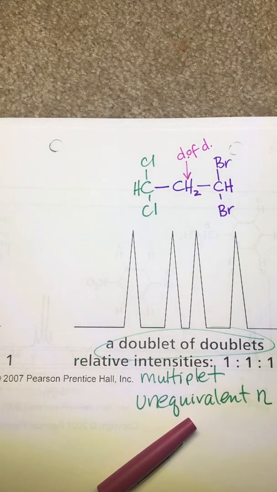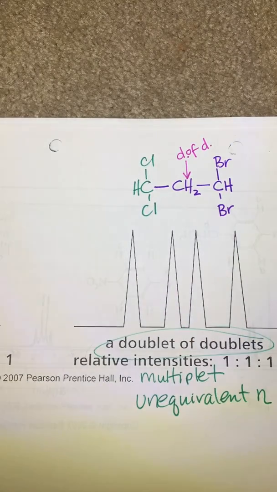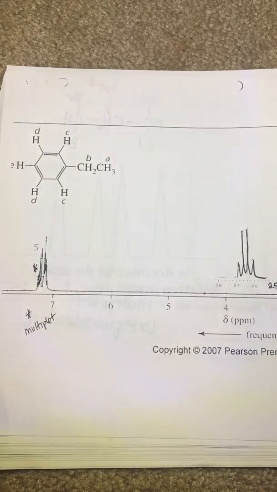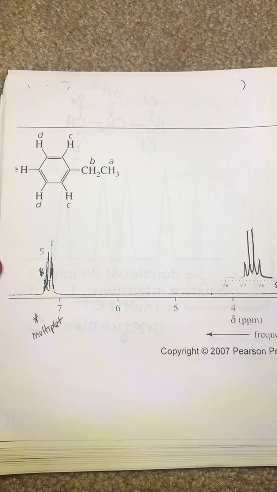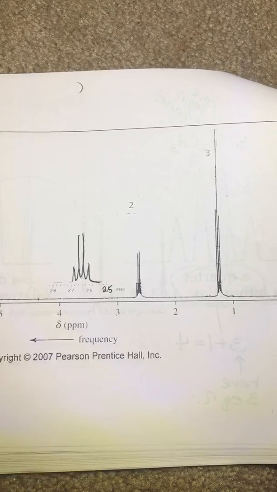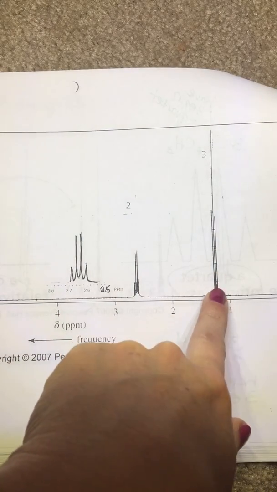Okay, so it's important to know where a doublet of doublets comes from. It's from having 2 unequivalent neighbors. So kind of a neat little splitting pattern there. So again, some more that I want you to take the time to analyze their splitting pattern. Now again, these are nice because they're giving you the number of hydrogens that are having this particular signal.